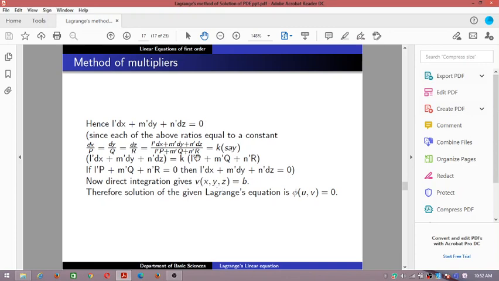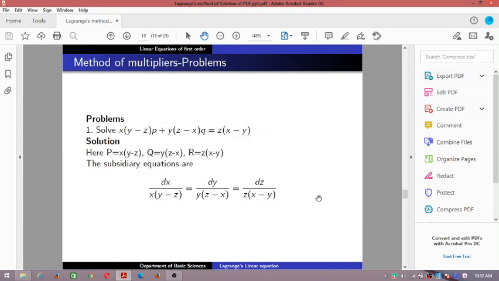Again, we should make sure that L dash is either a constant or purely a function of x, M dash is either a constant or purely a function of y, and N dash is either a constant or purely a function of z. Then it is possible to integrate this term directly. We will get an expression v of x, y, z equal to b, where b is an arbitrary constant. Now we have got two functions u and v. Then the complete solution of the Lagrange's equation is given by phi of u, v equal to 0. Let us discuss it with an example.